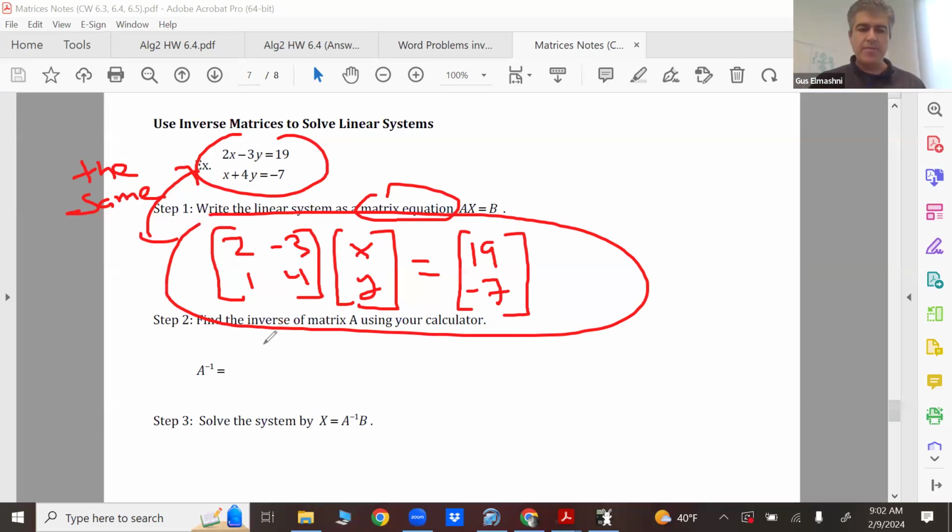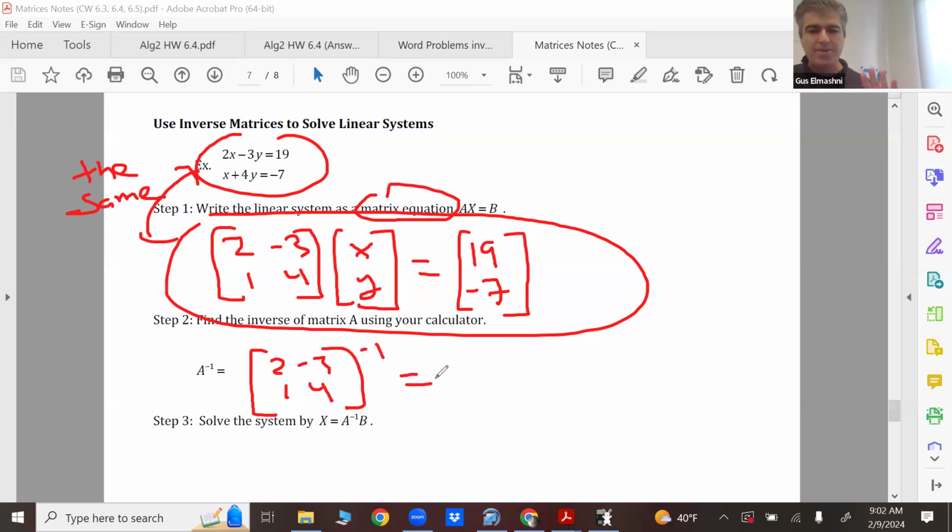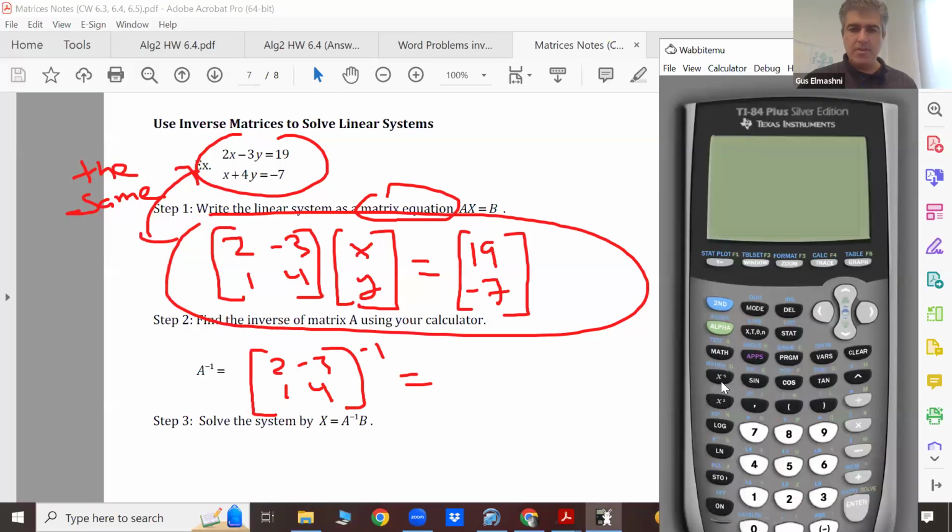Now find the inverse in our calculator. So I'm just going to use a calculator at this point. I know I should have to do it by hand. Seriously, just use the calculator. So alpha zoom, 2 by 2, 2, -3, 1, 4, raised to -1. Let's change it to a fraction. Here we go.